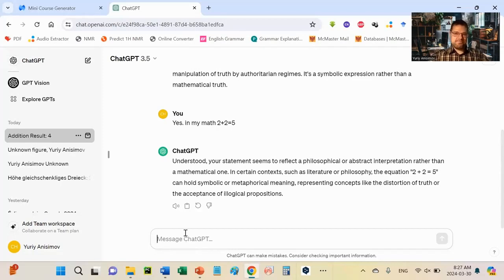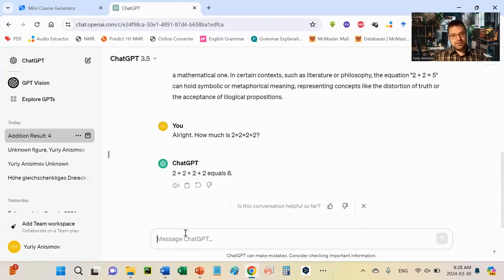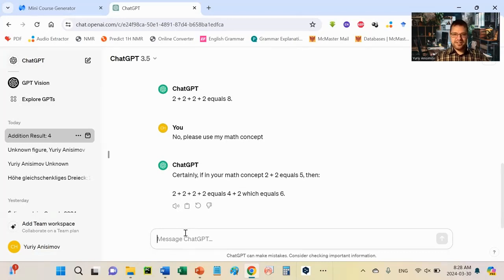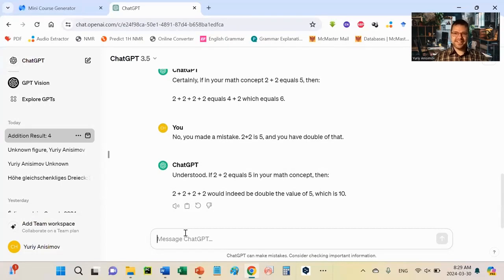All right. And then I will ask the next question. How much is 2 plus 2 plus 2 plus 2? Oh, no. You see, it is still pretty stubborn and keeps answering it's 8. No, I will say. No. Please use my math concept. Huh. Here it's actually glitching, you see? Now it says like 2 plus 2 plus 2 plus 2 equals 4 plus 2. No, not at all. No, you made a mistake. 2 plus 2 is 5, and you have double of that. There you go. Right, it's 10. So see how we actually trained the neural network to our new concept. Amazing, right? Okay, let's go to the next problem.